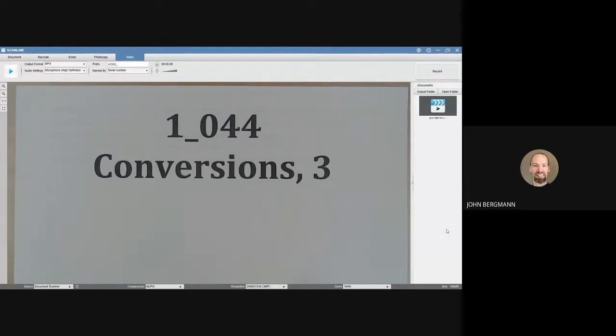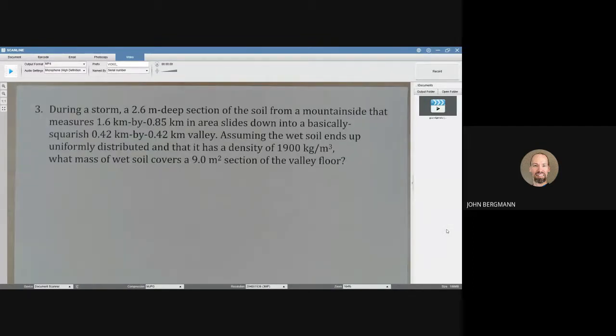Here's a third problem dealing with conversions. During a storm, a 2.6 meter deep section of the soil from a mountainside that measures 1.6 kilometers by 0.85 kilometers in area slides down into a basically squarish 0.42 kilometer by 0.42 kilometer valley. Assuming the wet soil ends up uniformly distributed and that it has a density of 1900 kilograms per cubic meter, what mass of wet soil covers a 9.0 square meter section of the valley floor?